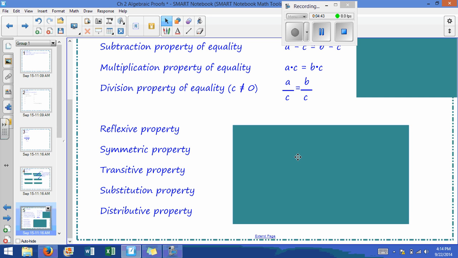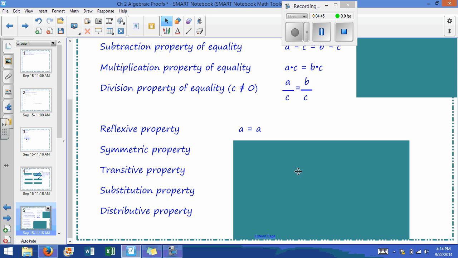The reflexive property says that anything equals itself. Pretty self-explanatory, I think, right? I like to remember this one because I figure I look in the mirror and I see my reflection and I see myself back. It's exactly me. Nothing changes when you look in a mirror. So something equals itself. Always true.